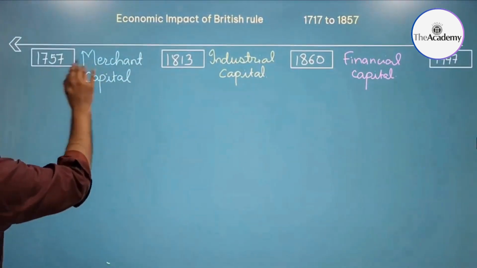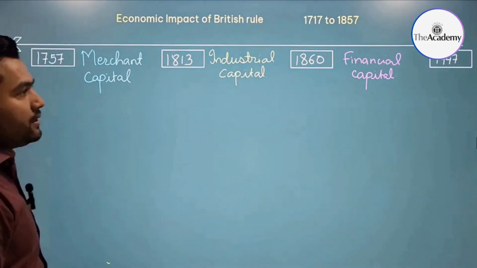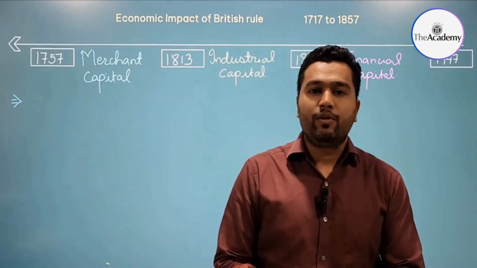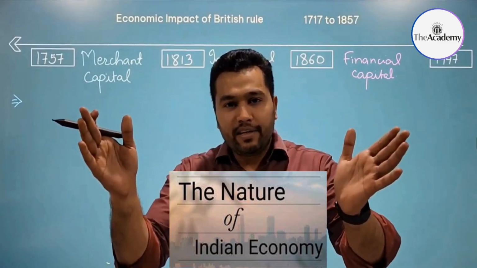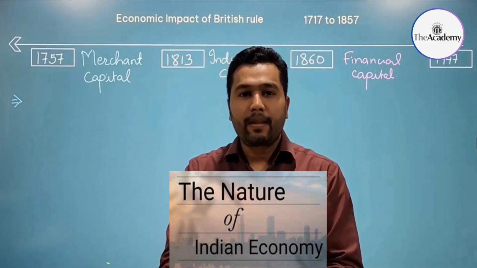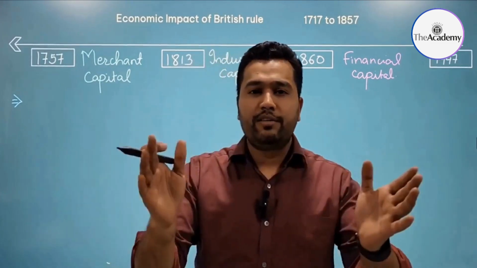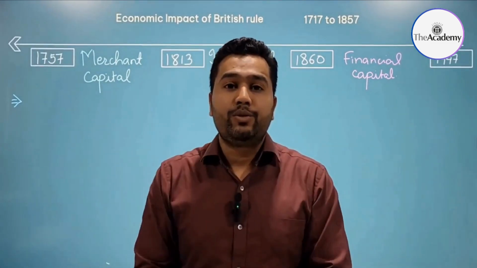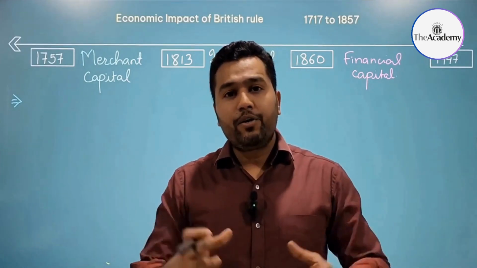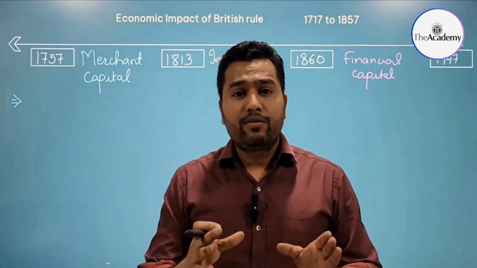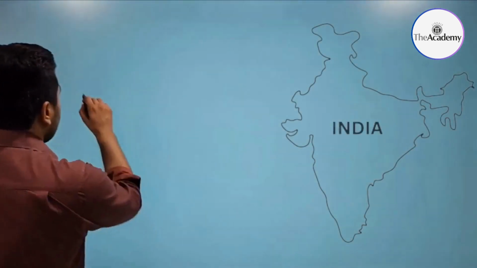So when we study the first phase, 1757 up till 1813, let us understand how in the first phase the Indian economy was impacted. But before we study the first phase, let us study the nature of the Indian economy. Prior to 1757, in the 1600s and the early decades of the 18th century, the Indian economy was a vibrant economy characterized by self-sufficient village economy.